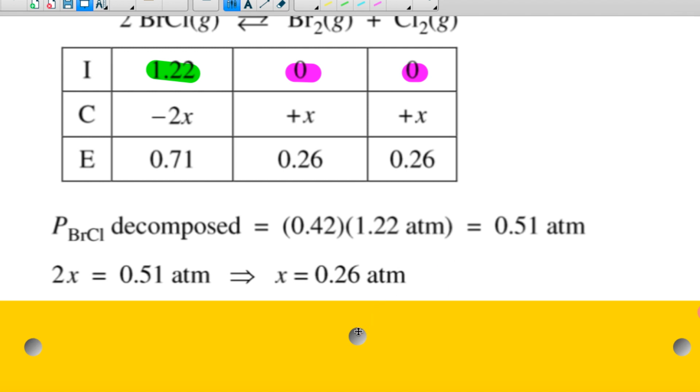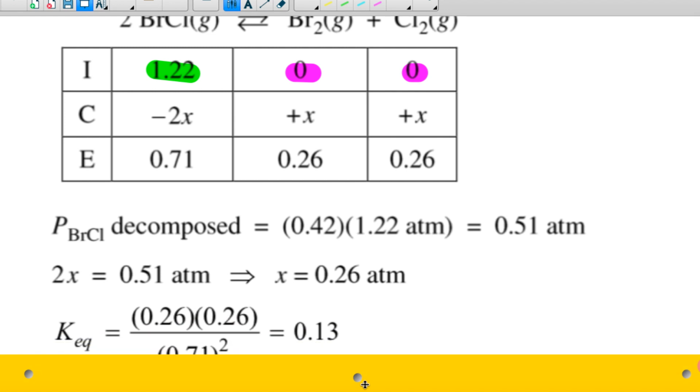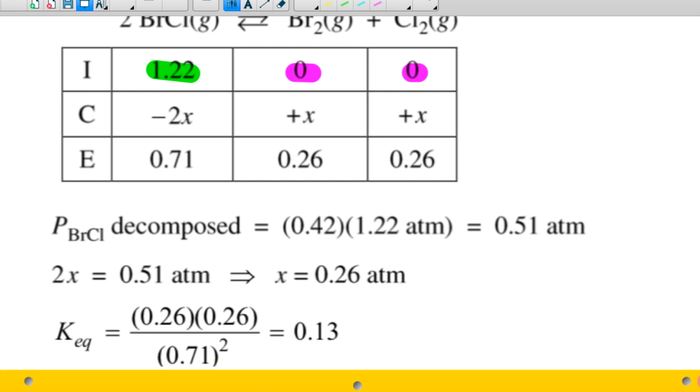That means x equals 0.26 atmospheres. So if we know that x is 0.26, then we can solve for the equilibrium expression where we put 0.71 in for the products, square it because that's the expression, 0.26 and 0.26, and you'll get a value. Now, this was done with pressures.